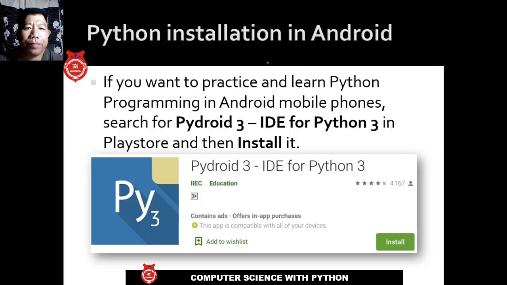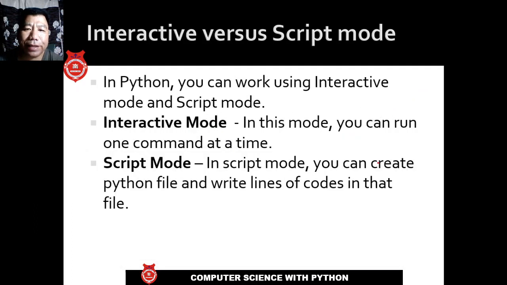So let me also give you brief information about how to install Python on an Android phone, because Android phones are very popular, and those who do not have a laptop or computer will be able to learn Python on their Android phone also. If you want to practice and learn Python programming on Android mobiles, you have to search for Pydroid 3 IDE for Python 3 in the Play Store and install it. After the installation is completed, you can start learning Python on that Android phone.